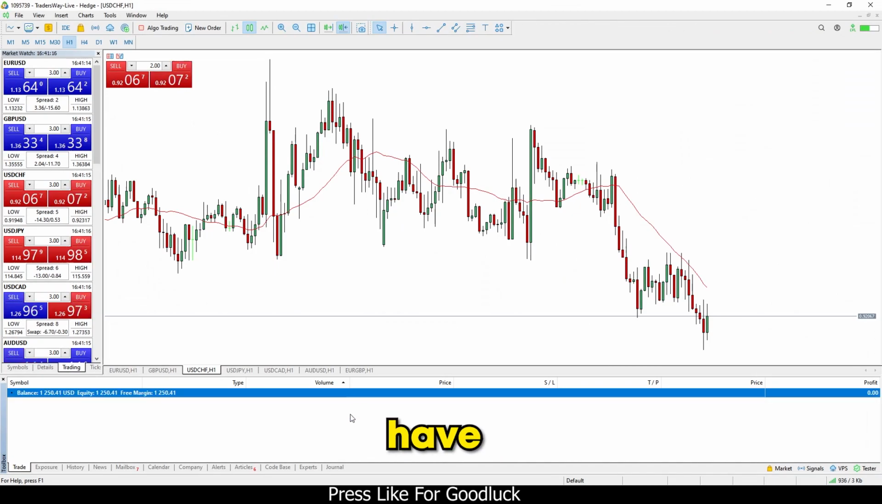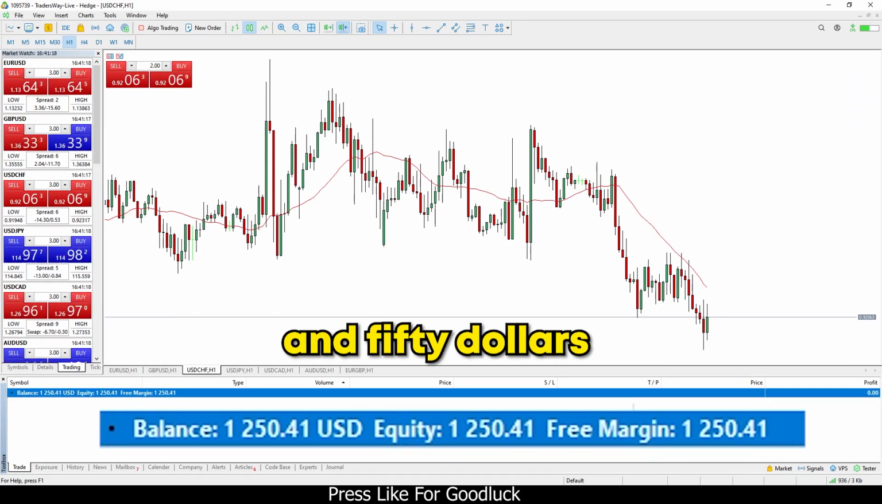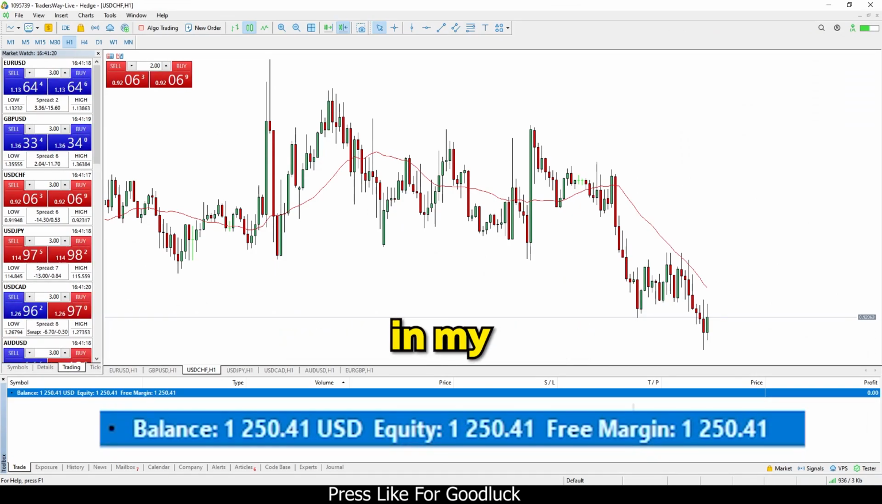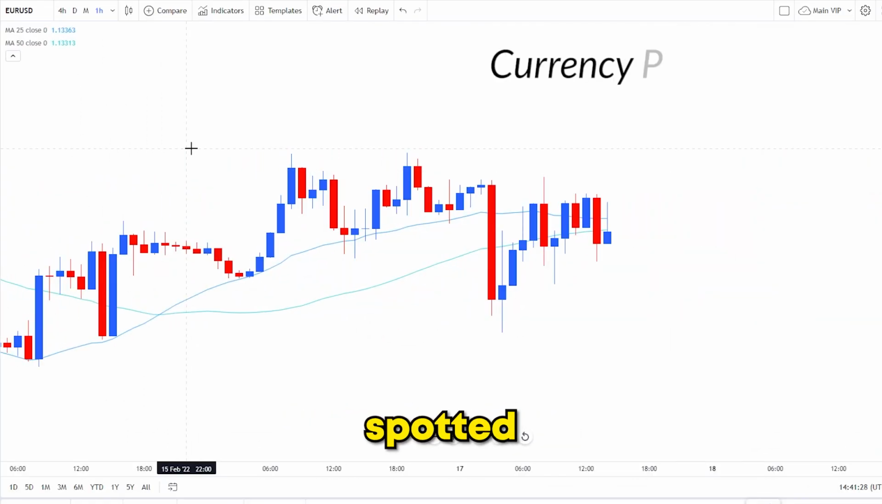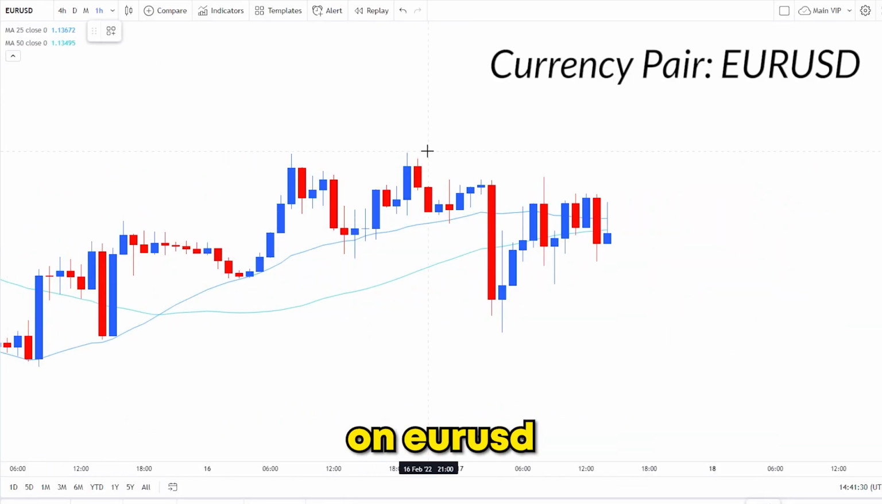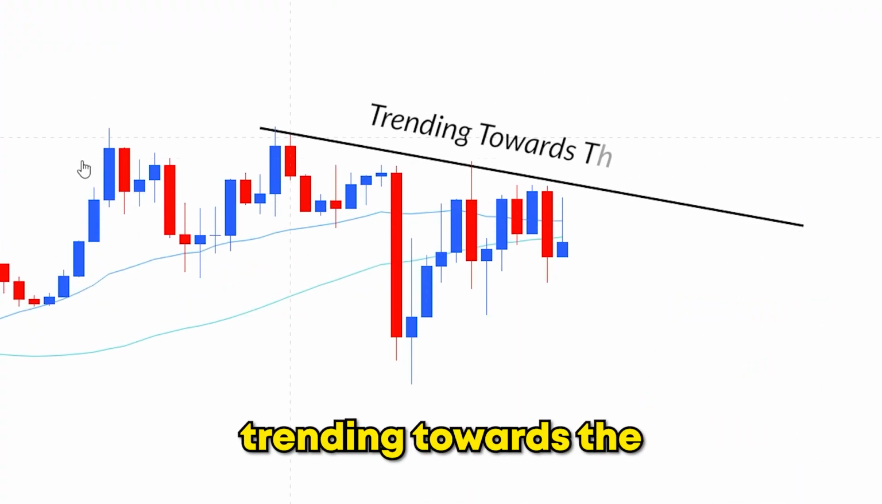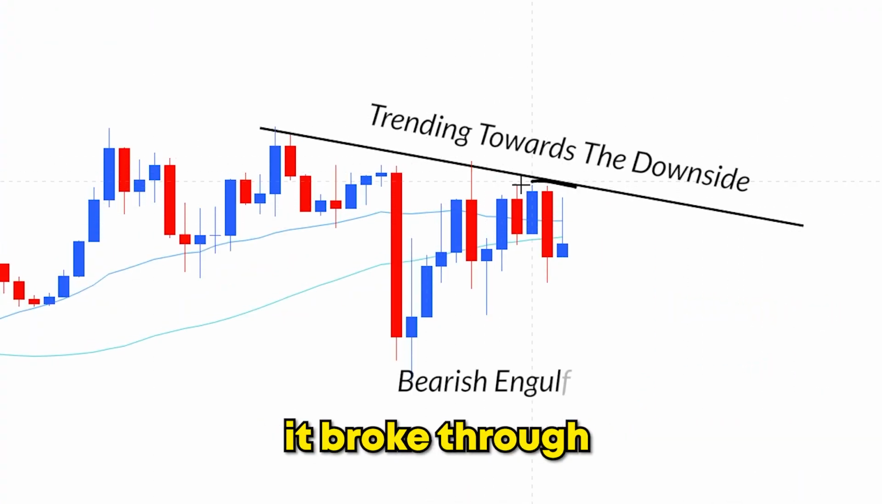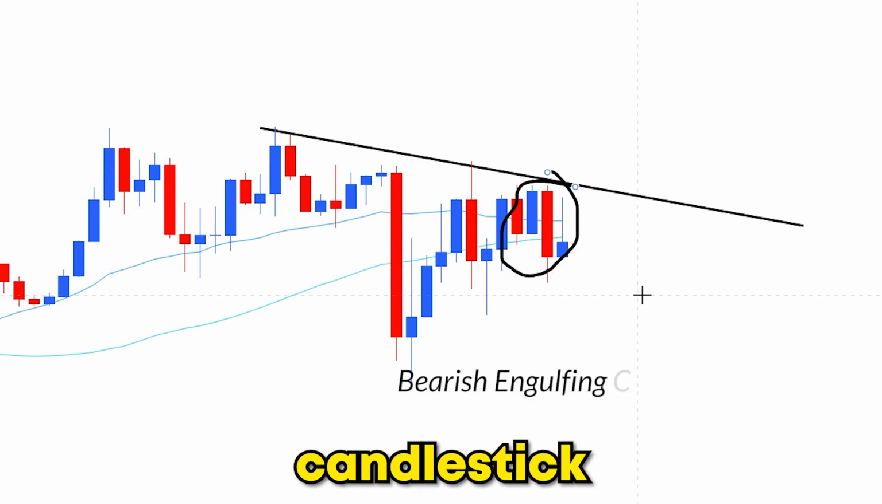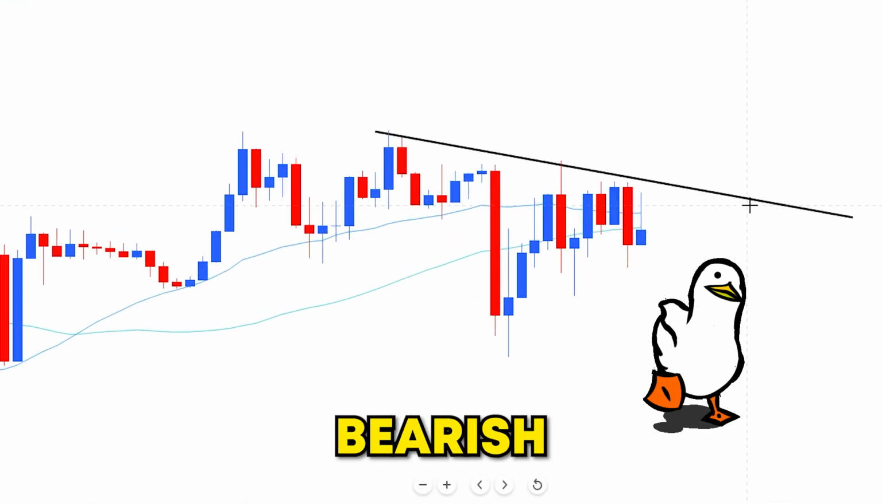So I currently have $1,250.41 in my trading account, and I've just spotted a trading opportunity on Euro USD. So look at this, it's nicely trending towards the downside. It broke through with a bearish engulfing candlestick, which usually means further bearish pressure.